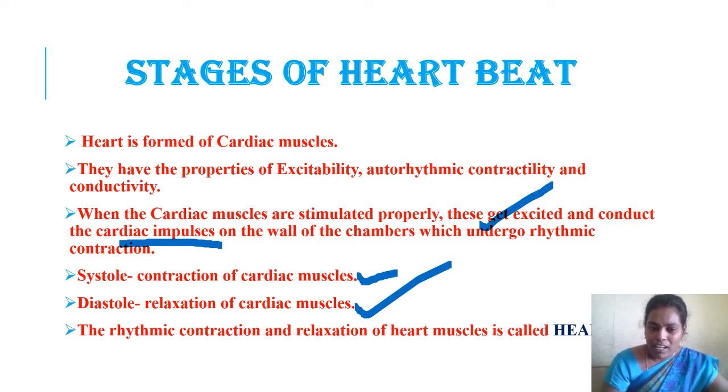What is meant by heartbeat? Always the heart muscles contract and relax. This rhythmic contraction and relaxation of the heart muscles leads to the heartbeat. You know that a normal adult human being's average heartbeat is 72 times per minute. Whenever physical exercise is done, it may rise also.